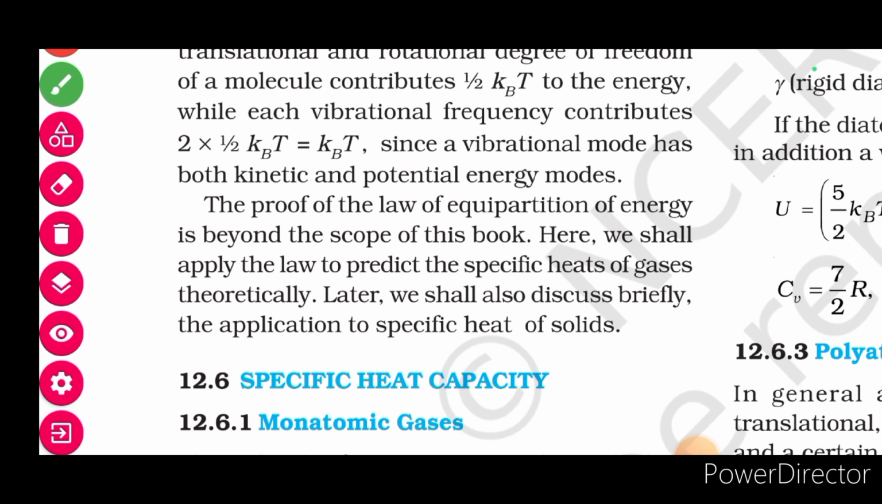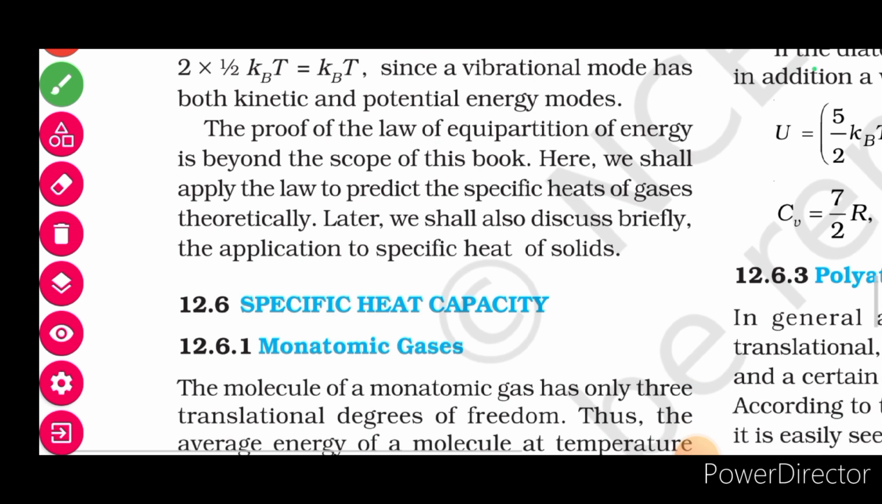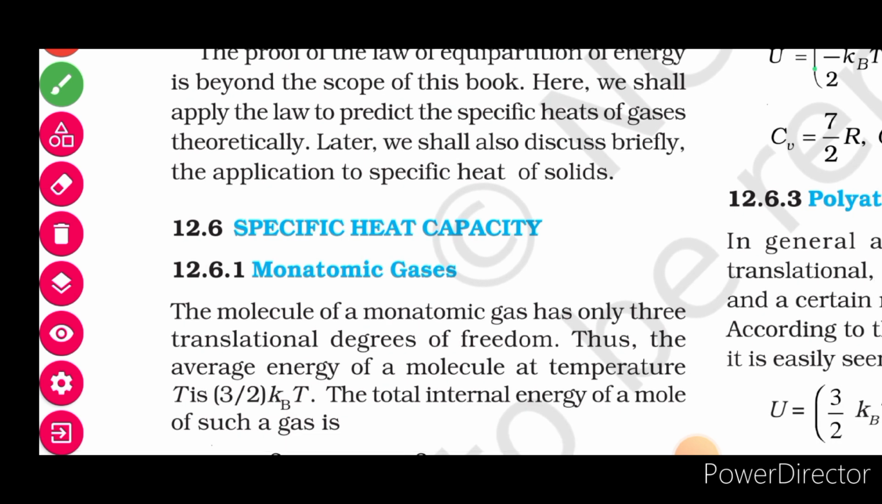The proof of the law of equipartition of energy is beyond the scope of this book. Here we shall apply the law to predict the specific heats of gases theoretically. Later we shall also discuss briefly the application to the specific heat of solids. In the next video we will see the specific heat capacity and derive the expression for it, and also gamma, the ratio of Cp upon Cv, for monoatomic, diatomic and triatomic gases. So let's discuss that in the next video.